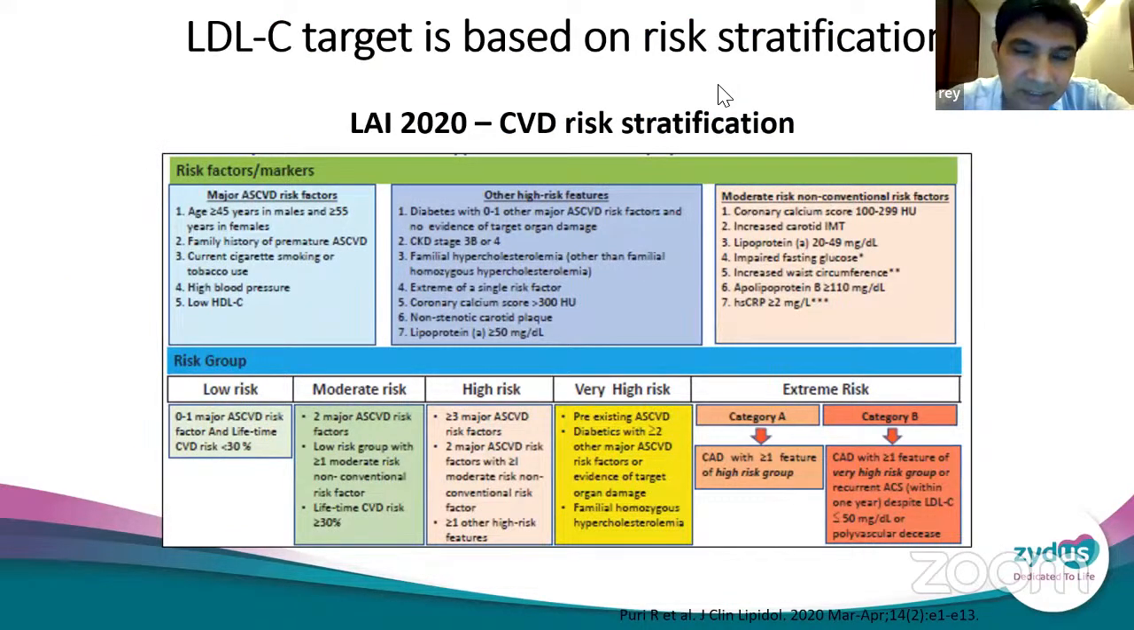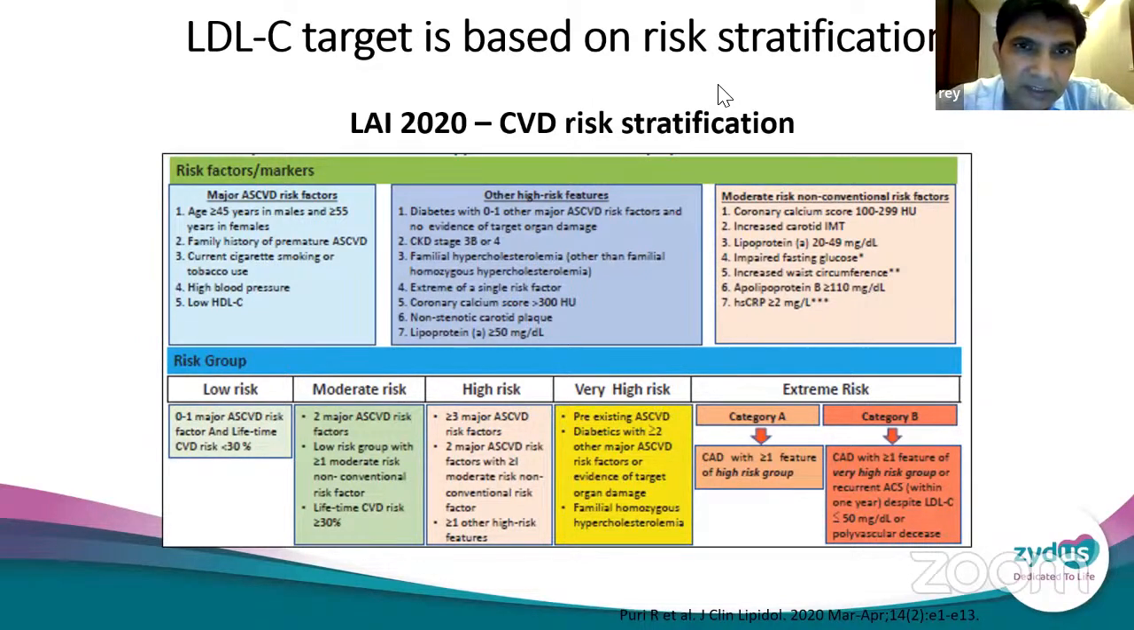Now, cardiovascular risk stratification. We have major risk factors for developing these events in the future. The major atherosclerotic cardiovascular disease risk factors are age more than 45 in males and 55 in females, family history of premature atherosclerotic cardiovascular disease, history of smoking and tobacco use, high blood pressure, and low HDL cholesterol.